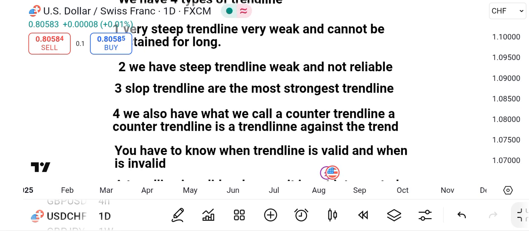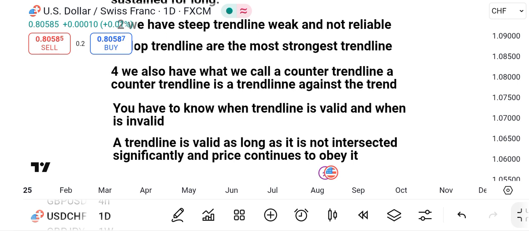The one I'm going to show you in drawing, in the technical aspect of it. Then we have the 4th one, which is what we call a counter trendline. A counter trendline is a trendline against the trend. That is why I said it is not necessarily included, but I include it, and a lot of people are using it also. That is the 4th one. Then, understanding these trendlines and their factors, let's move on.